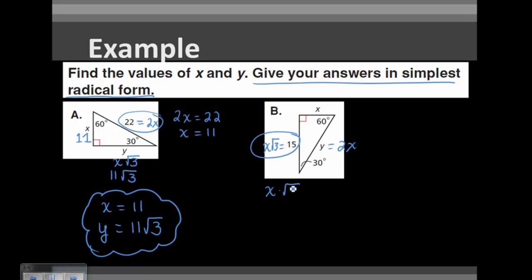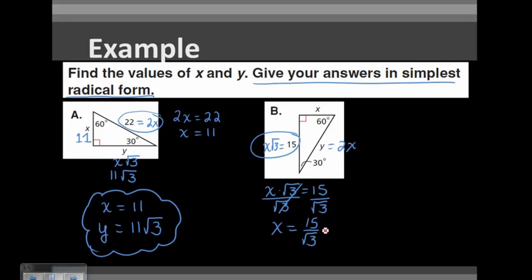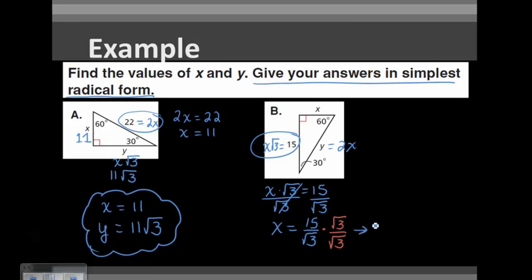I have x times the square root of 3 equals 15. I'm going to divide both sides by the square root of 3. That cancels, and we get x is equal to 15 over the square root of 3. I'm going to rationalize the denominator, so times the square root of 3 over the square root of 3. That'll give us 15 square roots of 3 over 3. But this can be reduced. 15 divided by 3 is 5. So 5 square roots of 3. That's x. So x is equal to 5 square roots of 3.